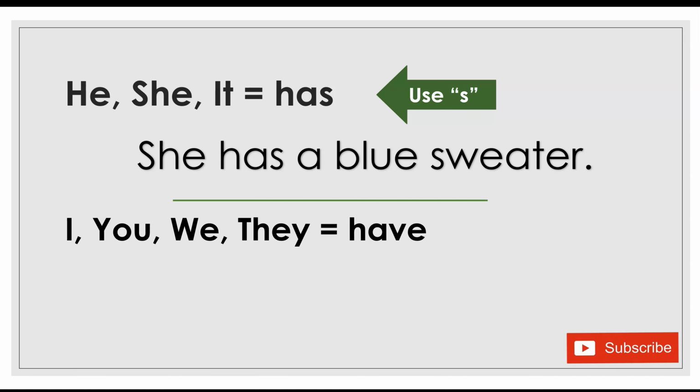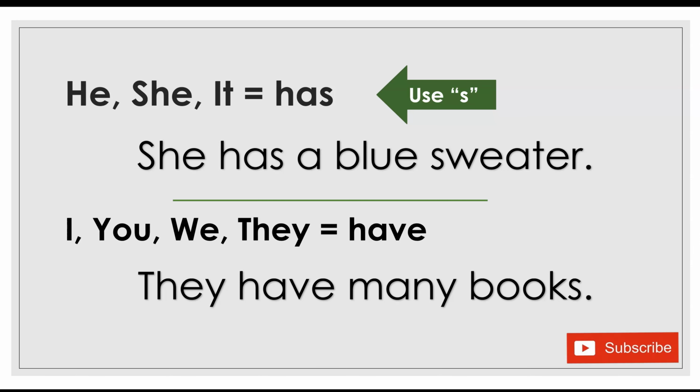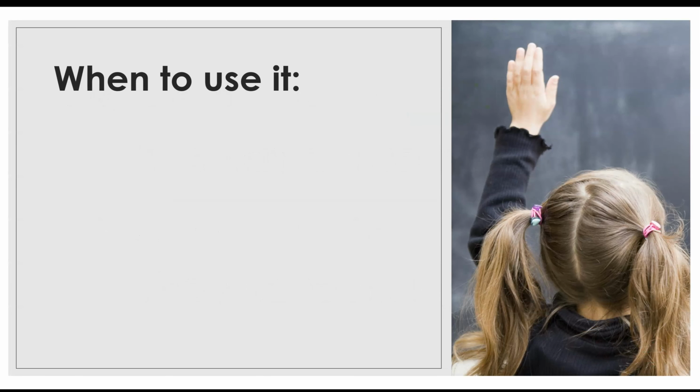Okay, the next people, I, you, we, they, is have. Have. This one here, there's no S. The example, they have many books. Okay, so when do we use this verb?